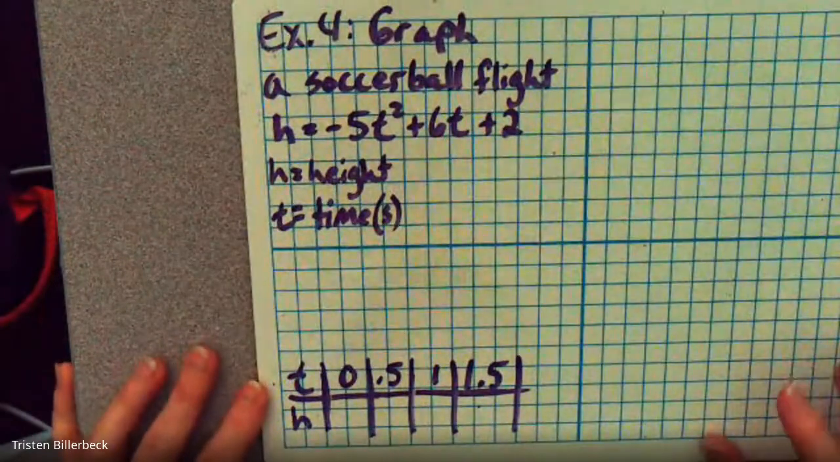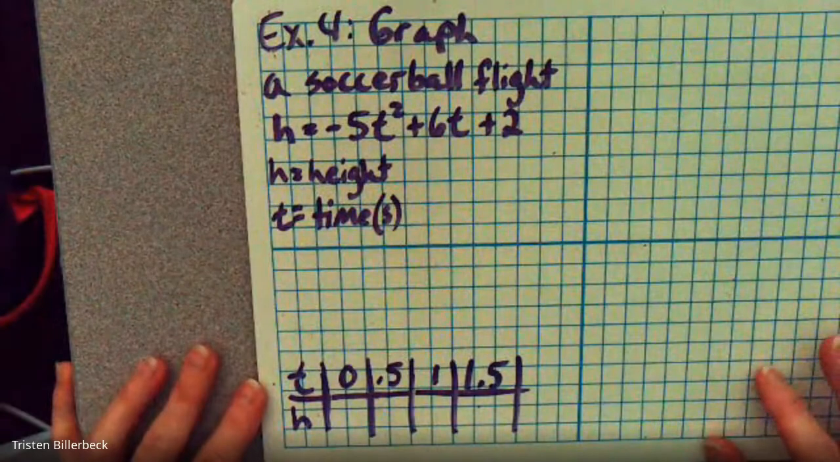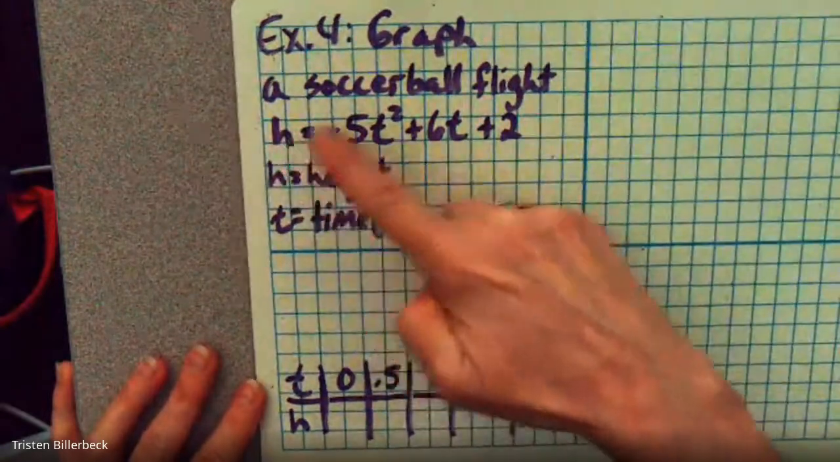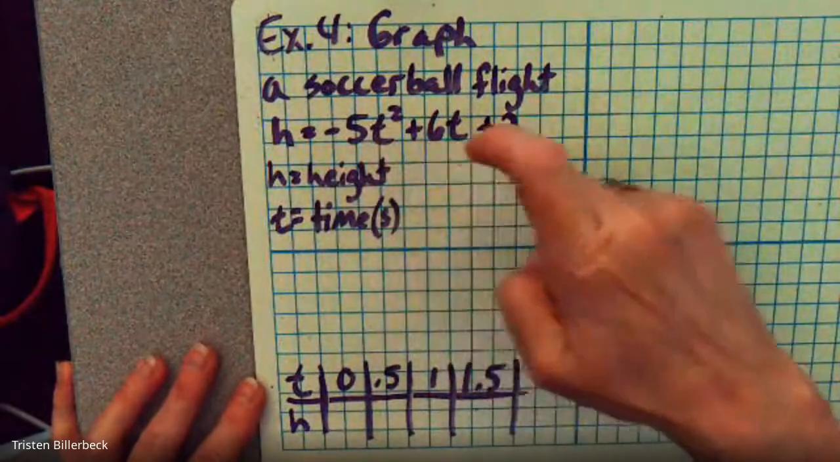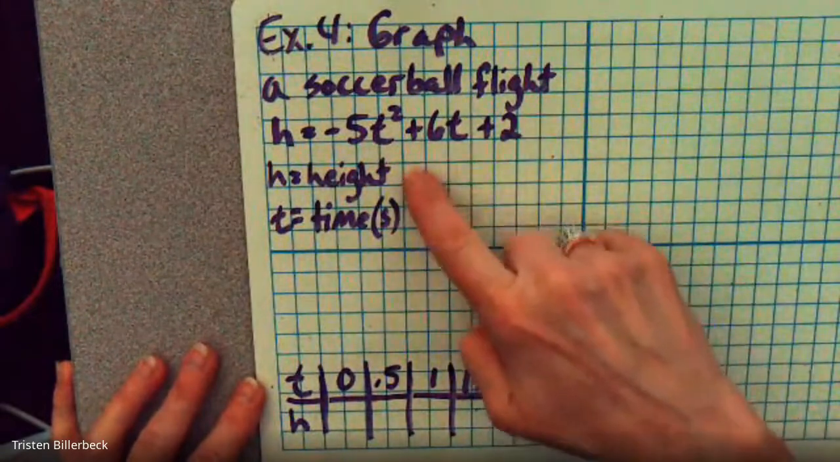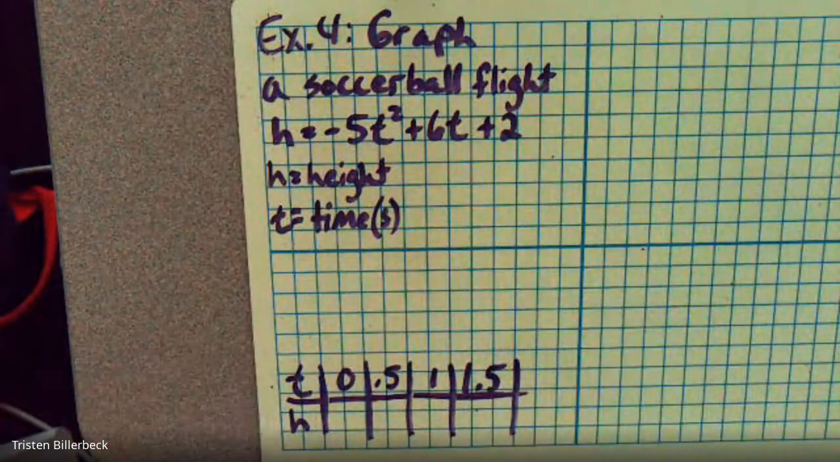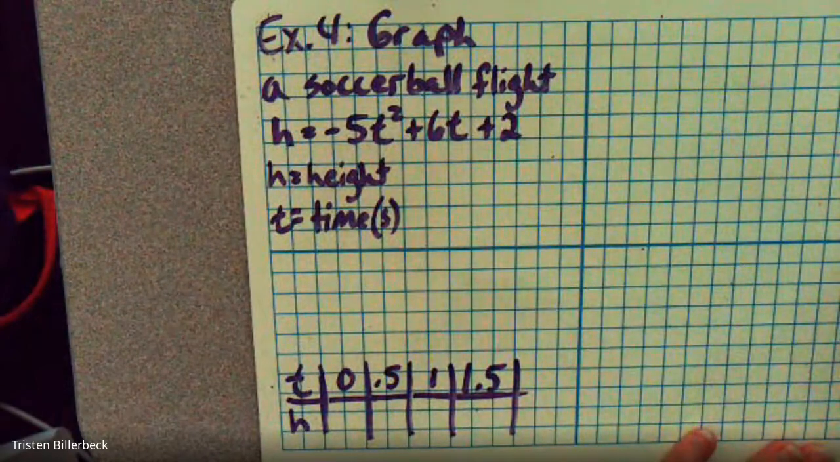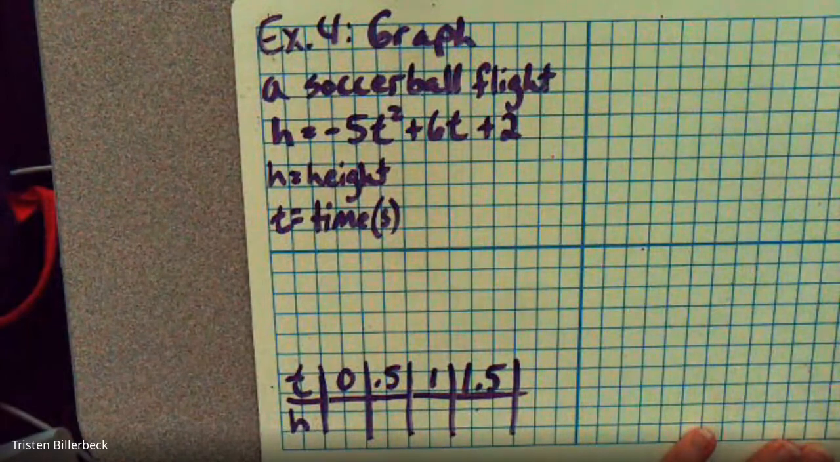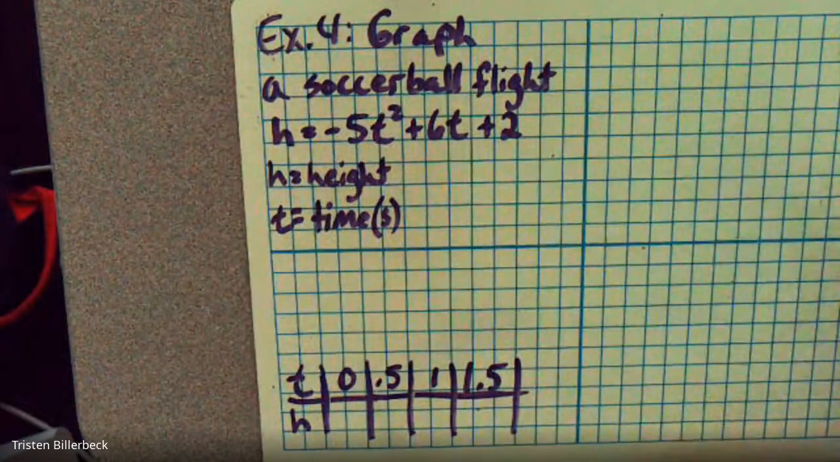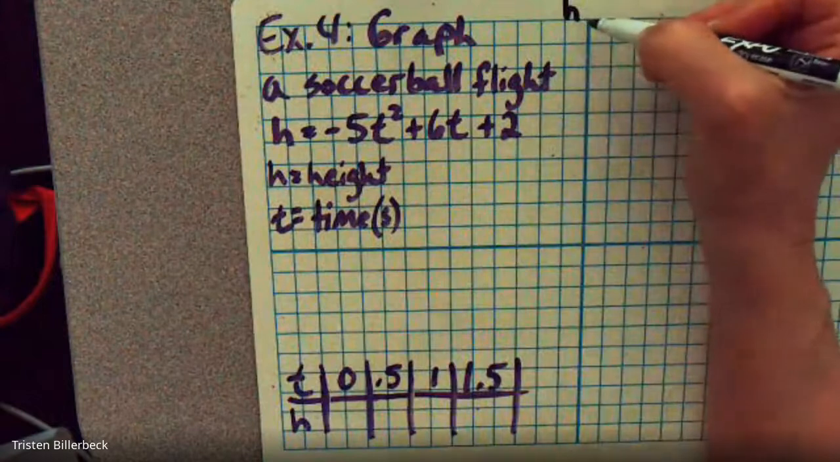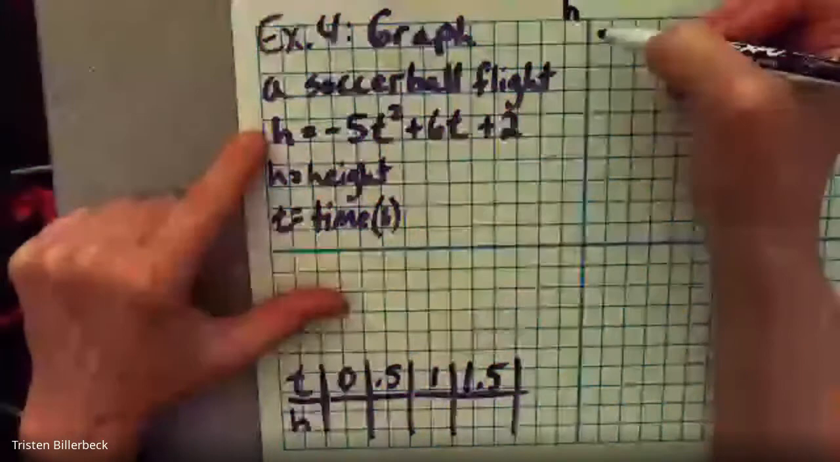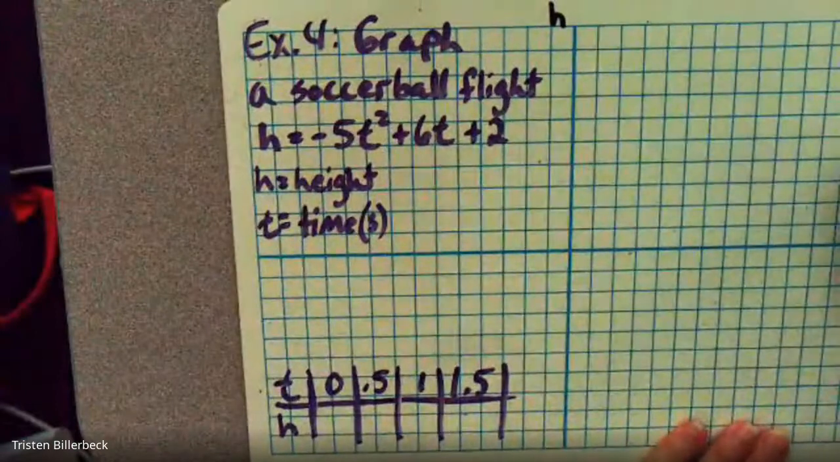Okay, so example 4. We want to graph a soccer ball flight, which follows this. h equals -5t squared plus 6t plus 2. So h is height and t is time. Time is always the x-axis. So we are going to put time right here. So here is time, and we're using t for time, so that's time in seconds. Okay, and this is going to be the h-axis because we're using h and t. So this should have been t, sorry.